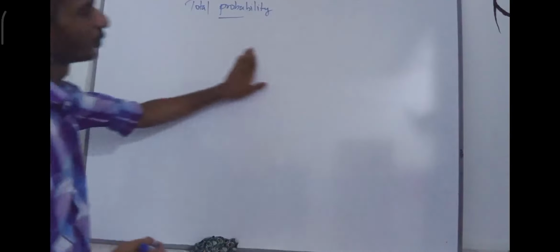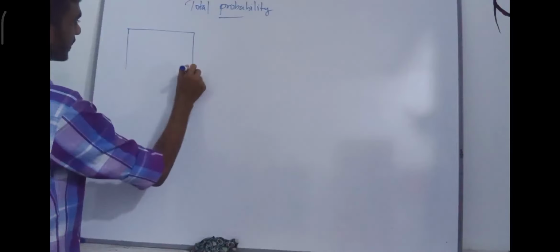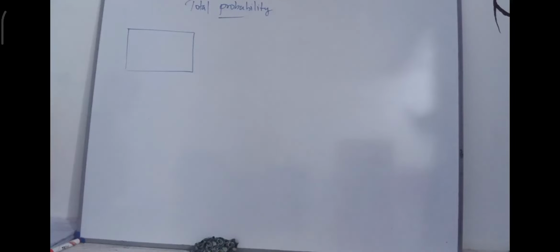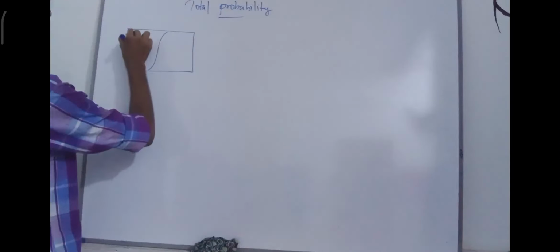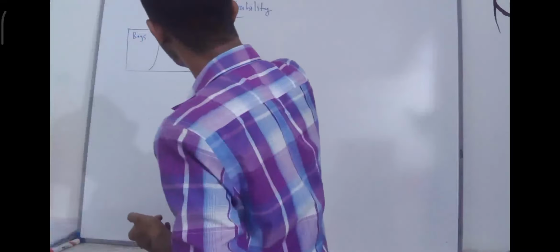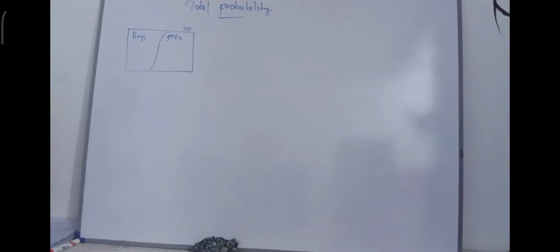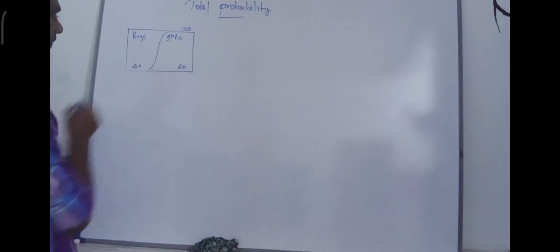Okay, so to make you understand the concept of total probability, let me take a simple example. Let's consider a classroom. In a classroom, we have boys and girls. Now let's assume there are 100 students in a classroom, and out of the 100 students, we have, let's say, 40 boys and 60 girls.